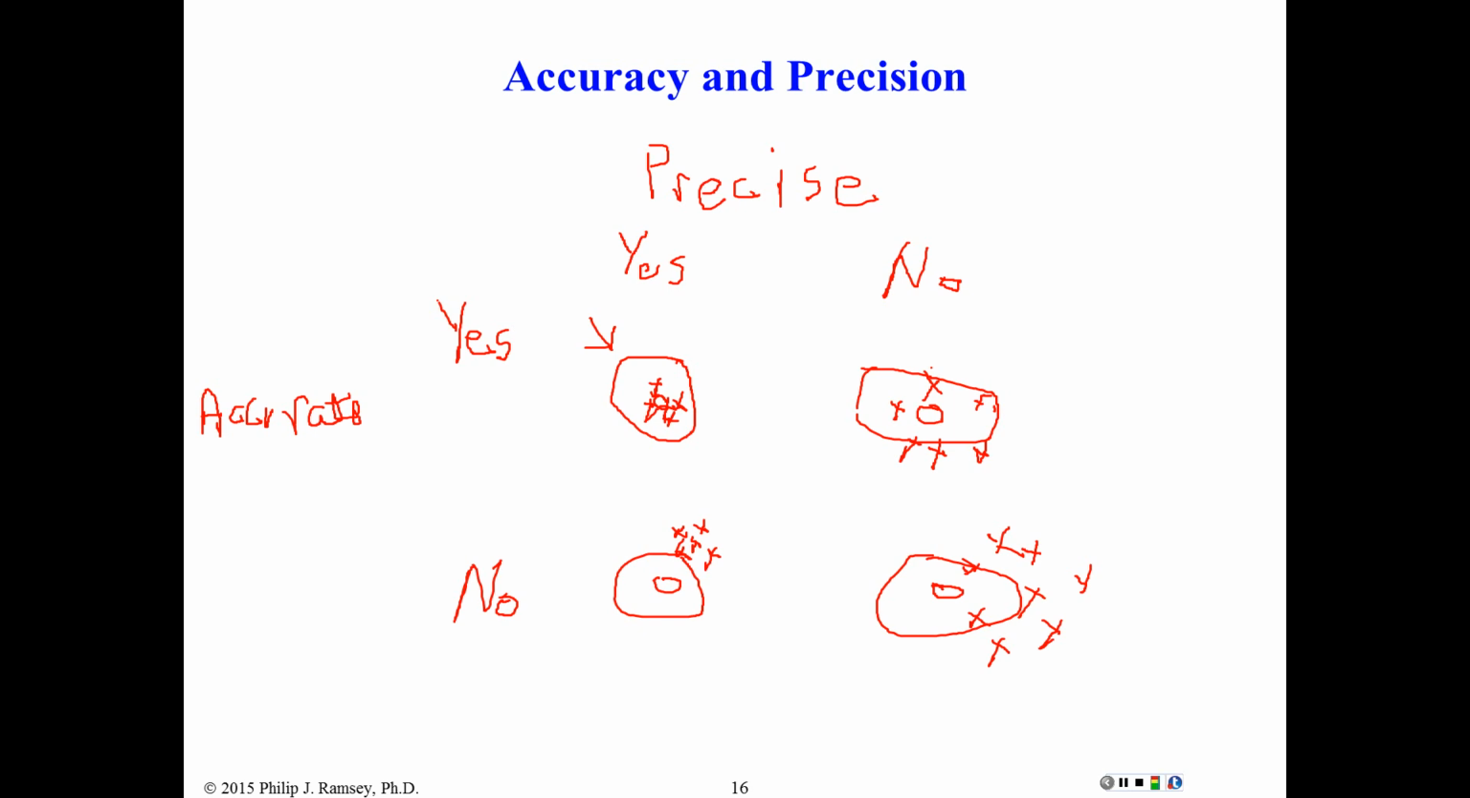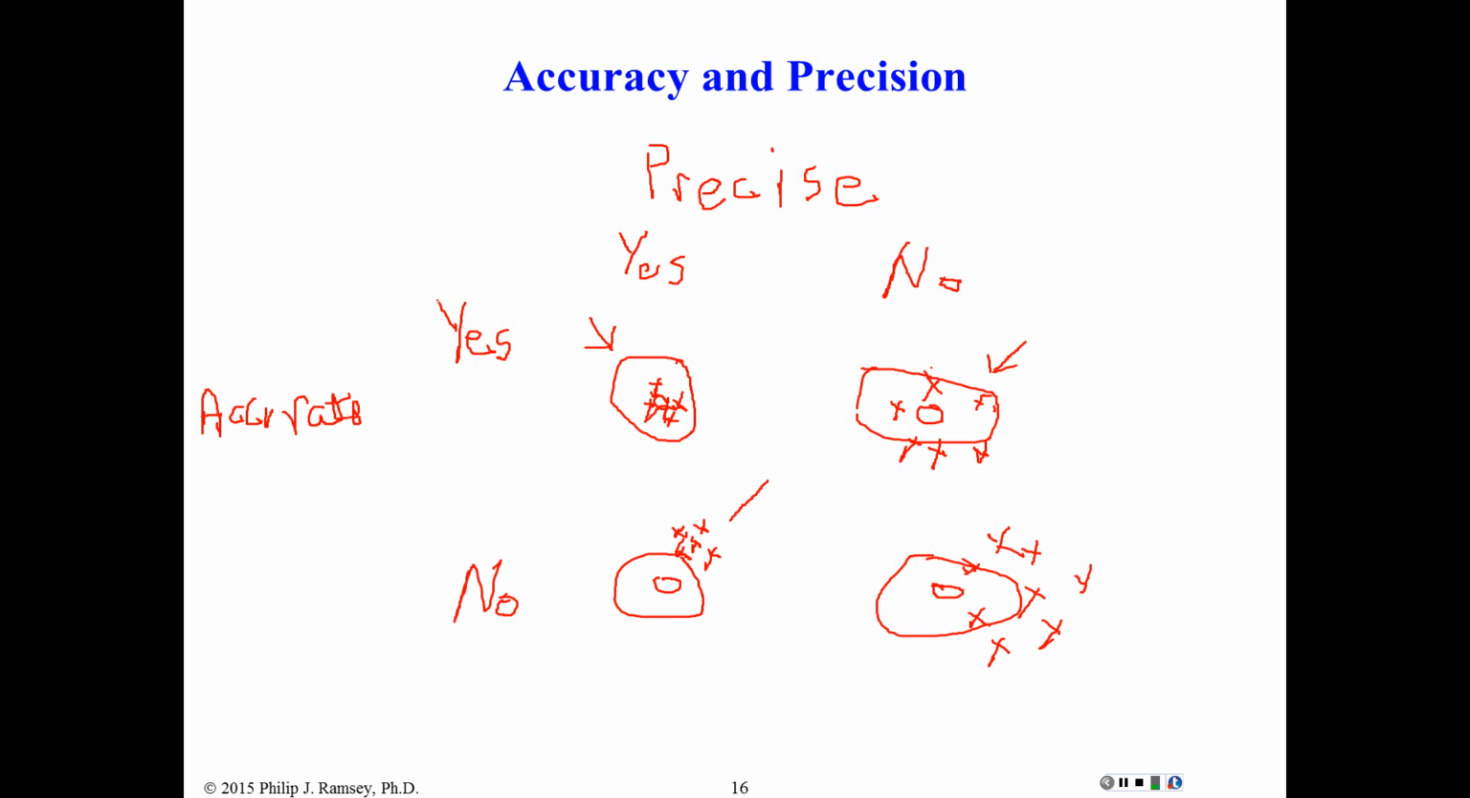But notice to the right, again, we're accurate on average. Our measurements will hit the target, but notice there's a lot more variation. So we'd say, yes, it's accurate, but it's imprecise. So an accurate measurement system can suffer from too much noise. It's not precise. Well, what about a system that is not accurate?